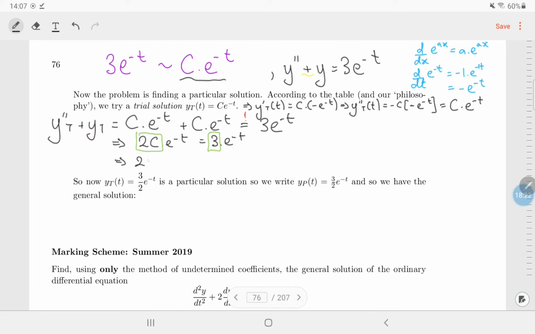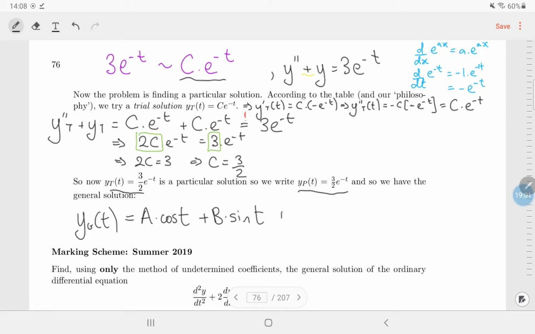So you want 2c to equal 3, and you want to get c on its own. How do you get rid of that? It's multiplied by 2, so you divide both sides by 2. So you get 2c divided by 2 gives you c. 3 divided by 2 is 3 over 2. So that means that if c is equal to 3 over 2, you have a particular solution. So this is a particular solution. We write it as this. And now we have the general solution, which is the homogeneous solution from the previous page, a cos t plus b sine t, plus the particular, which is 3 over 2 e to the minus t.